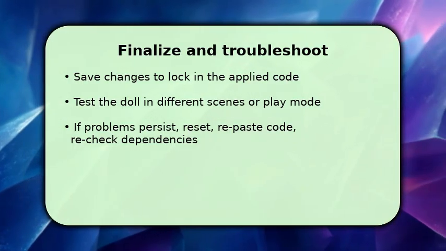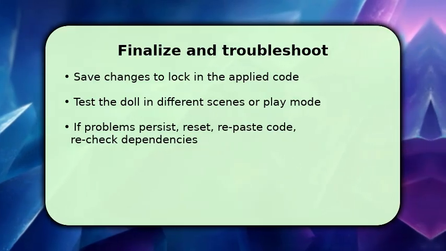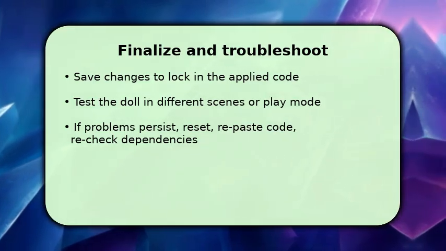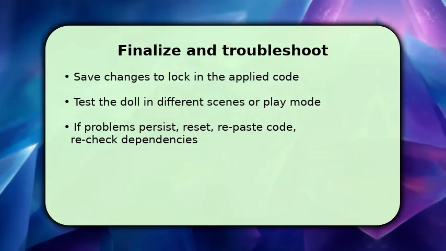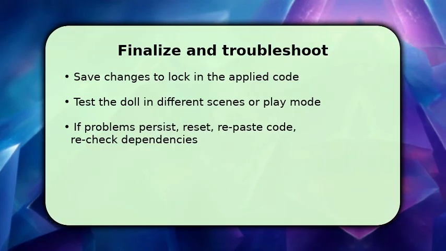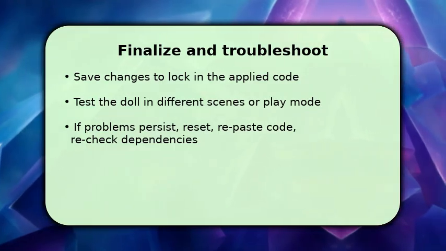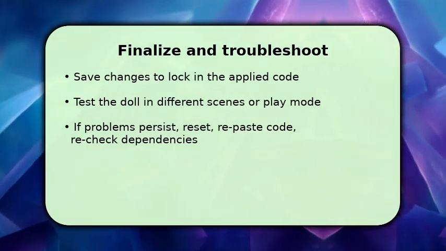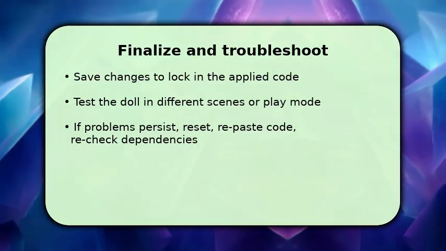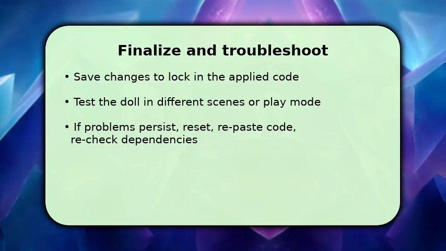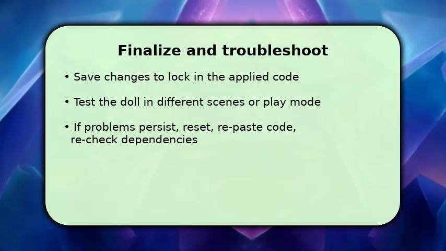Then run a live test in play mode or a separate scene to ensure animations, collisions, and behaviors act as intended. If something breaks, first reload the editor without saving, repaste the original code, and reapply to rule out transient glitches. Key troubleshooting tip: if persistent errors occur, check for missing assets, mismatched version ID, or permission blocks. Those are the most common underlying causes.